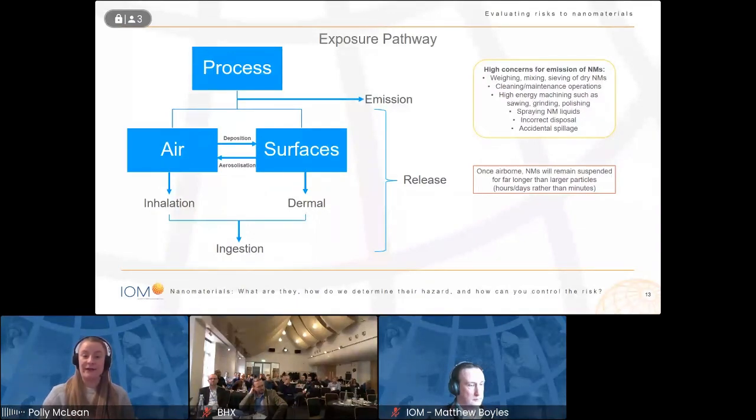And much like any other dry powder, we get a feedback mechanism between the air and surfaces. So once they are deposited on surfaces, they can be re-aerosolized. So again, that's why I'd want to avoid any high energy processes or any cleaning operations that's going to resuspend those into the air. And as Matt said, you get various different exposure routes to humans. So inhalation and dermal are the main ones, but you can also get ingestion as well.